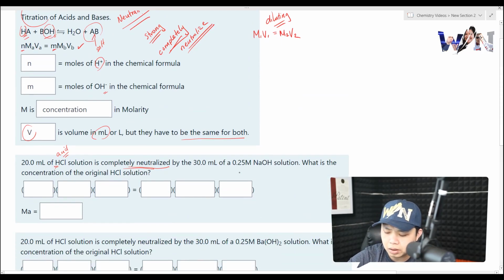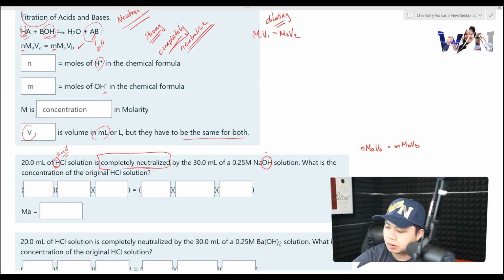By 30 milliliters of a 0.25 molarity NaOH, what is the concentration of the original HCl solution? So by having this term right here, we are able to use that. So let's write it out. We have N Ma Va equal to N Mb Vb. There you go. Just plug it in. As you can see here, we just have one hydrogen and one OH right there. So let's plug it in.